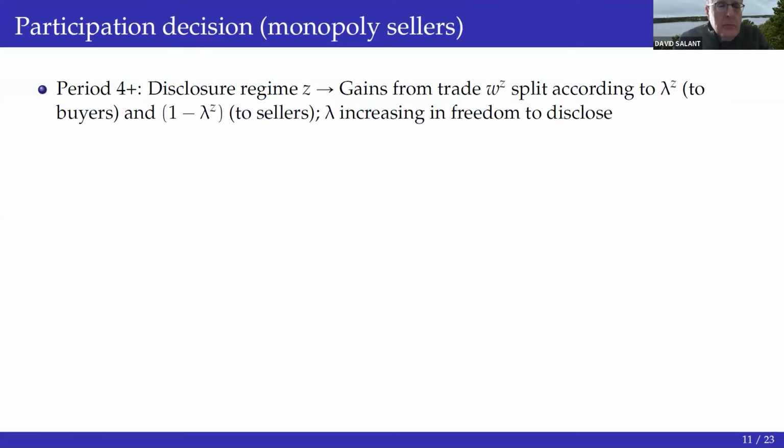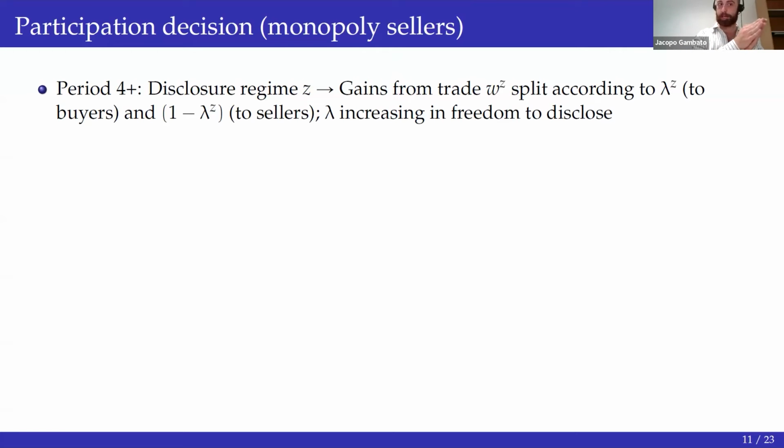So, given this trade phase equilibrium that we take as given, we can now talk about the participation decision. I will start from the monopoly sellers, solve this fully, and then talk about the difference that it makes to have duopoly sellers instead. Effectively, what we show is that given the structure of the trade phase, we can reduce everything from period 4 onwards to a simple statistic, the gains from trade W_Z, which depends on the disclosure regime Z taken, and on the way these gains from trade are split.